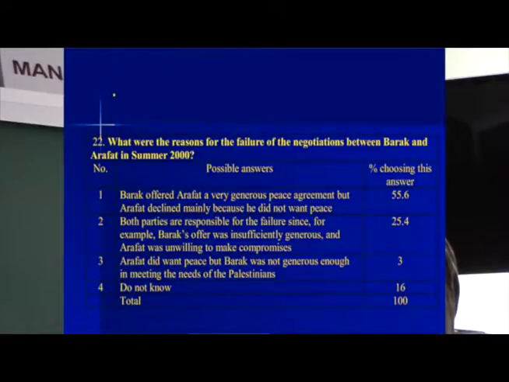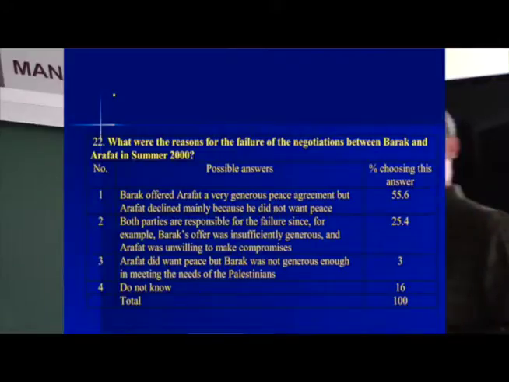56%. The second one, both parties are responsible for the failure since, for example, Barak's offer was insufficiently generous and Arafat was unwilling to make compromise, only 25%. And the last one, the Palestinian, Arafat did want peace, but Barak wasn't generous enough in meeting the demands of the Palestinians. We can see the situation here. This situation of the popular memory says we don't have a partner for peace.